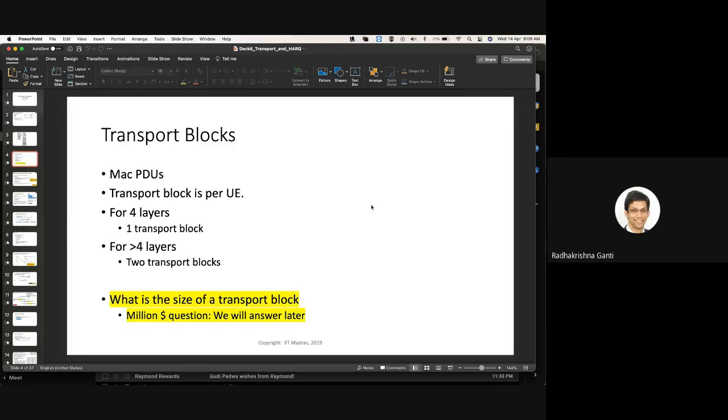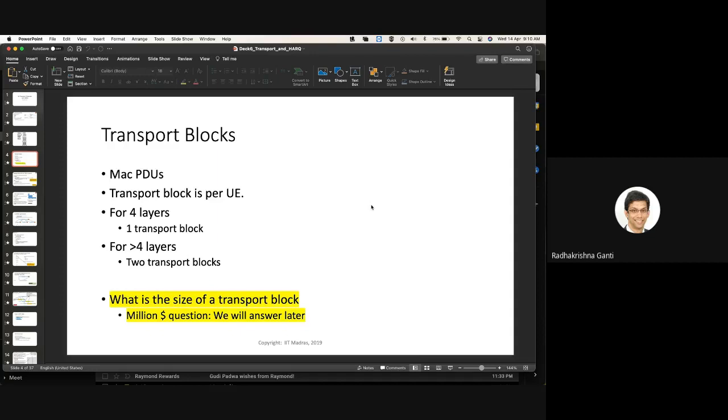The first thing is the transport block. These are MAC packet data units, and they come from the MAC layer. So as I said, a transport block is per UE. Every transport block goes to one UE. Remember this. For up to 4 layers, you can have 1 transport block. After 4 layers, you will have to have 2 transport blocks. This is the only thing that you have to remember as of now.